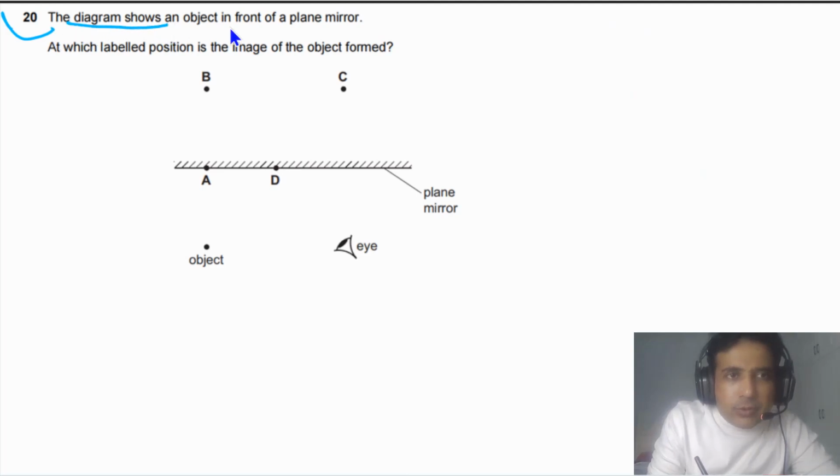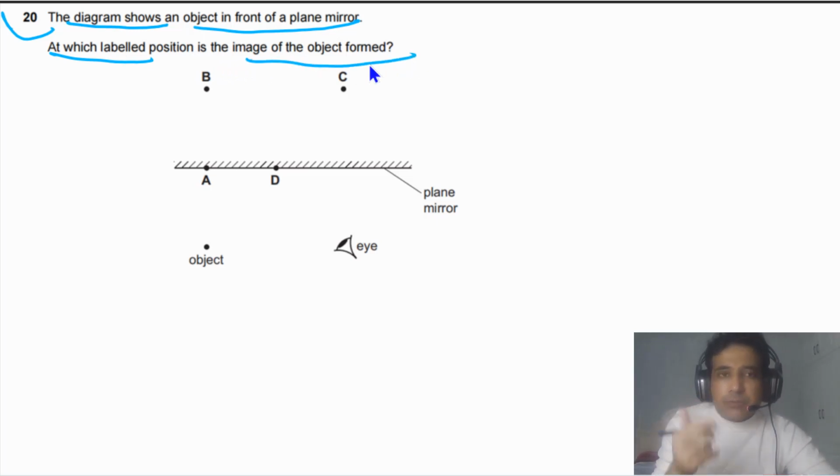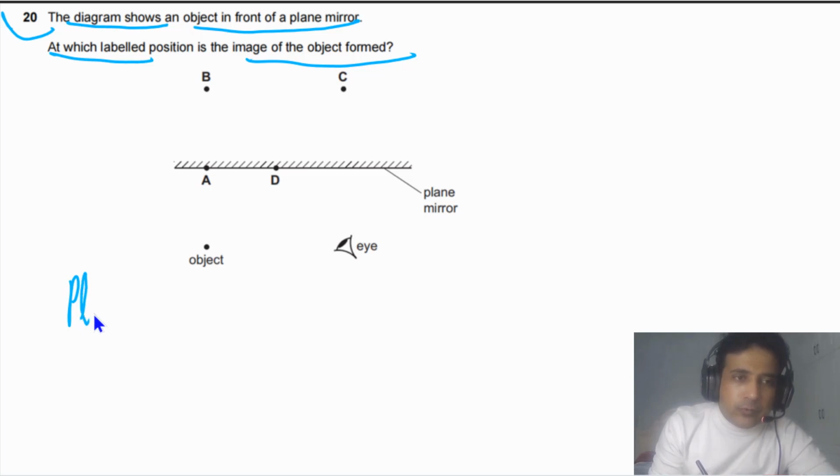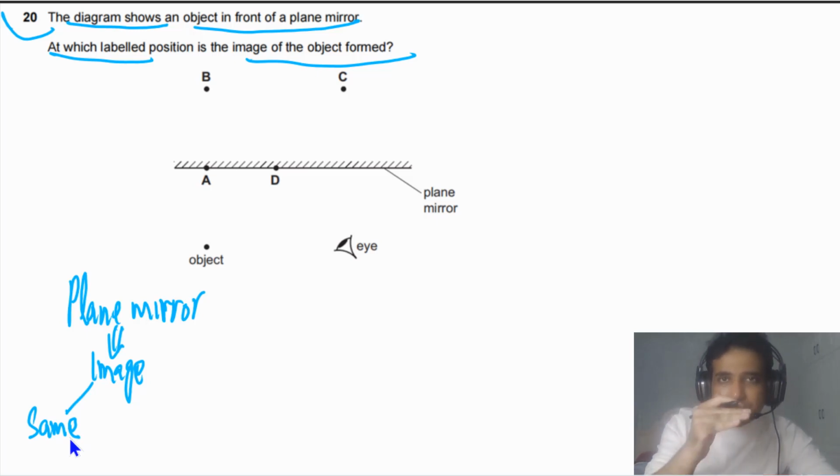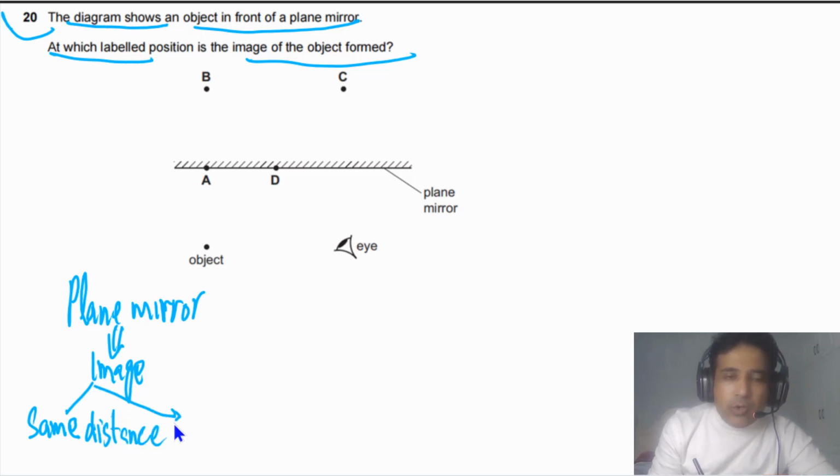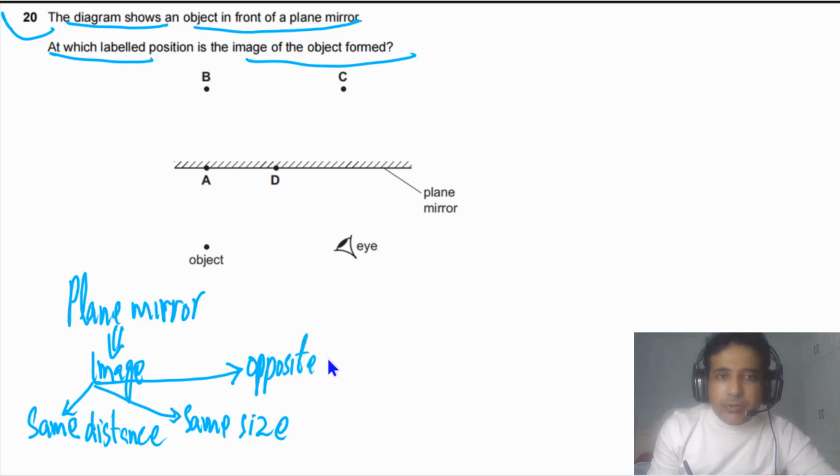Question 20 says the diagram shows an object in front of a plane mirror. At which labeled position is the image of the object formed? So in this case, we're talking about a plane mirror. So we have to understand a few properties of the image formed in a plane mirror. Image is formed at the same distance from the mirror as the object. Meaning object and image have the same distance from the mirror. And also image and object have the same size. Then also image is formed opposite to the object, on the opposite side of the object.